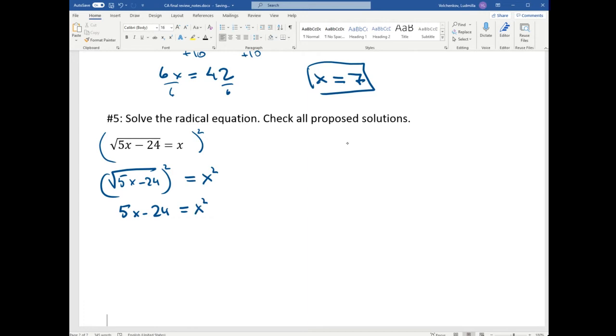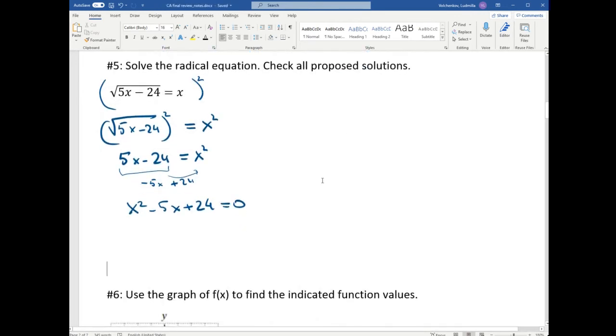And we have x squared on the right, so we have a quadratic equation. Let us bring the terms from the left to the right, so we subtract 5x and add 24 to the left and to the right, and get the equation x squared minus 5x plus 24 equals 0. And first we will try to find the solution by trial and error. We try to find the numbers that give a product of 24 and sum of 5.